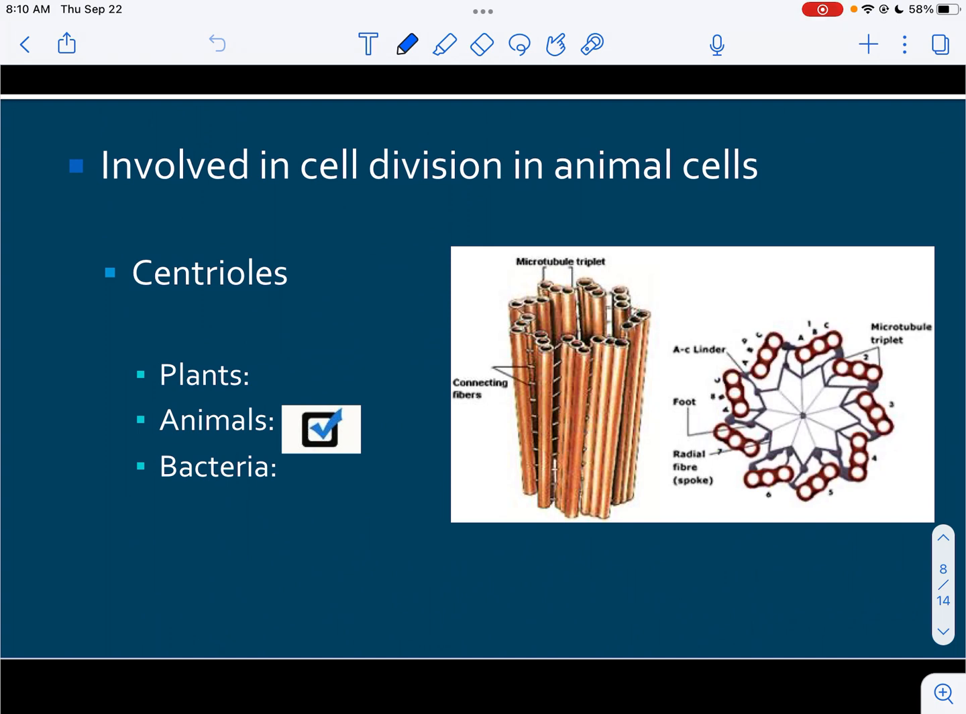Go ahead and check that you have them in animals. So make sure you guys are filling in both the function and also checking which cell types have each organelle. Make sure you're filling in the function and which cell type has those.